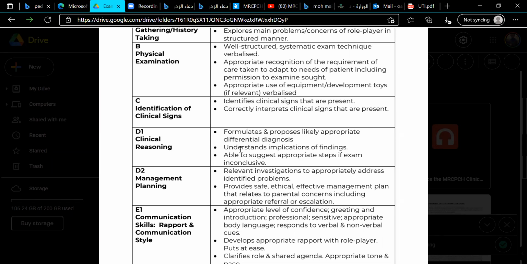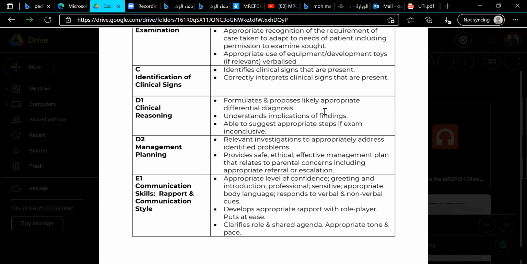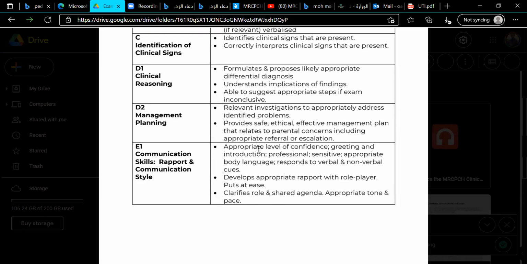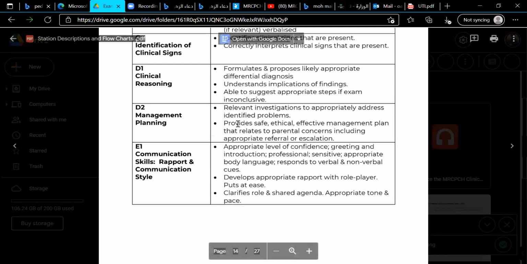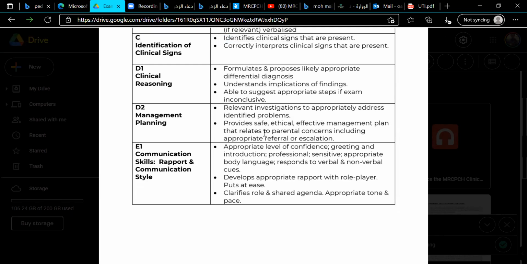Then clinical reasoning: formulate and propose likely, appropriate differential diagnoses, understand the implication of the findings, and be able to suggest appropriate steps if the exam is inconclusive. For management, there should be relevant investigations to appropriately address the identified problem, and a safe, ethical, effective management plan related to the parent's concern, including appropriate referral or escalation.